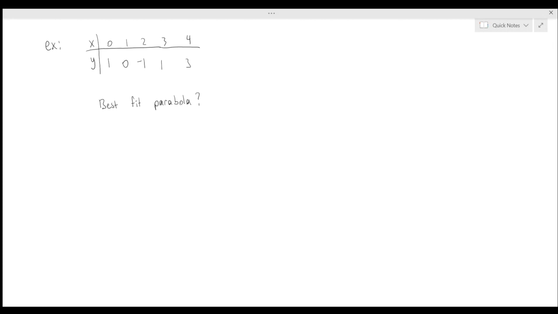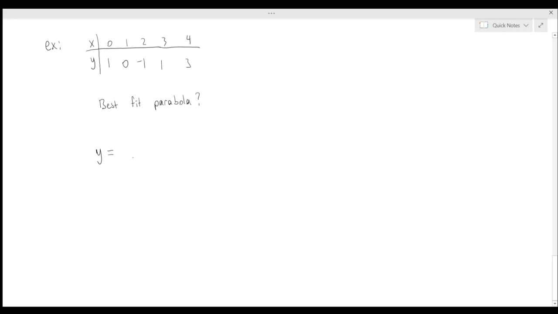So it's actually not that different from what we did before. Now, one thing that would change though is since we're trying to find the best parabola, then instead of using y equals mx plus c, as I did before, I'd want to use the equation of a parabola, which would be a quadratic equation instead.